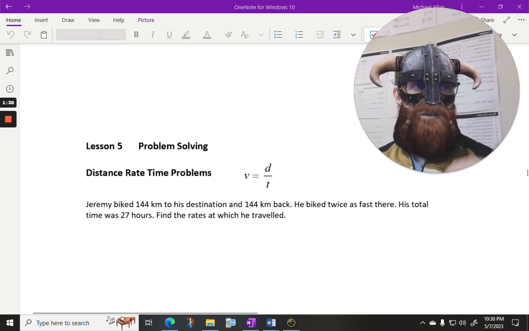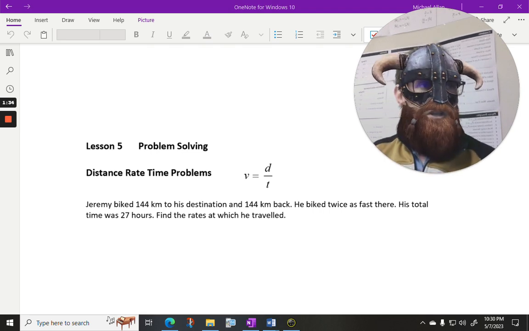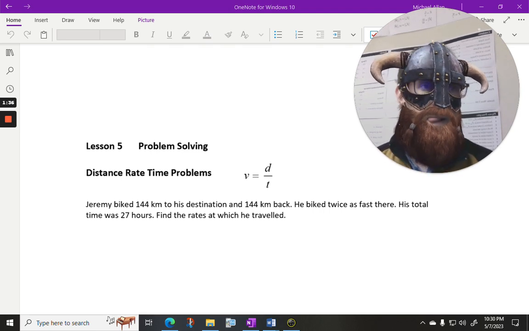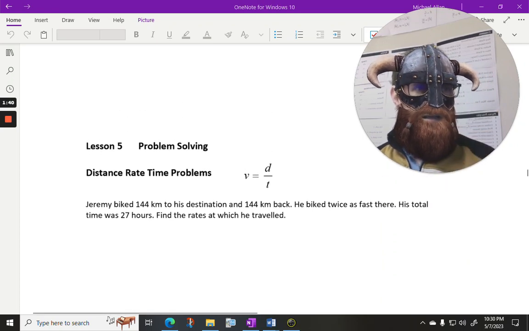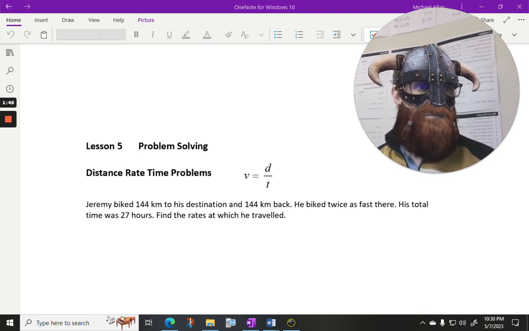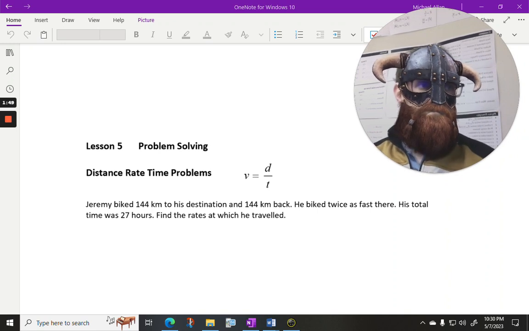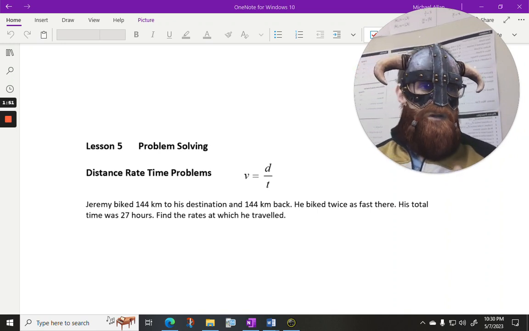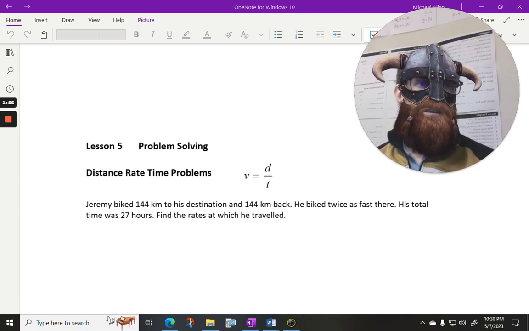I'm going to try to do all these questions algebraically. That's a goal. We're not just going to guess, check, and revise and hopefully get it right. But we have some information that's missing, like how fast was he going there, how fast was he coming back, and how long did it take to do either of those two things? But we do know that if we added those times together, we'd get 27 hours. So that's what I know so far.